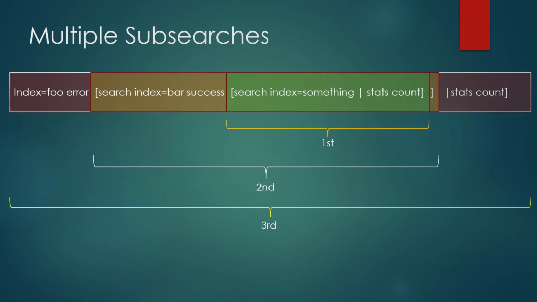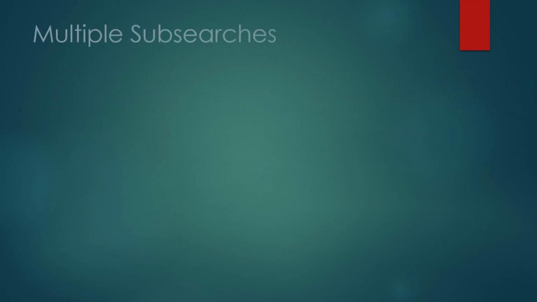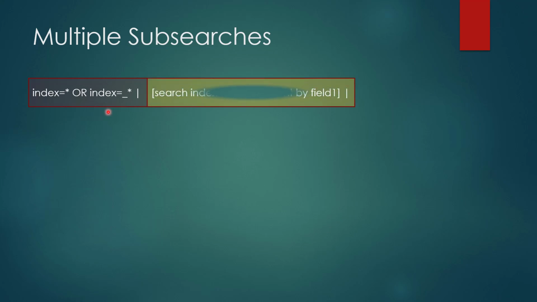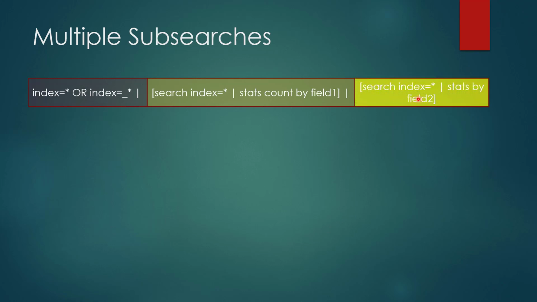Now let's see what happens when our sub searches are sequentially ordered, like this example over here. I have a query something like this, then I have a sub search after the pipe, and after the pipe I have another sub search over here. In this case, it always tries to run the sub searches from left to right.